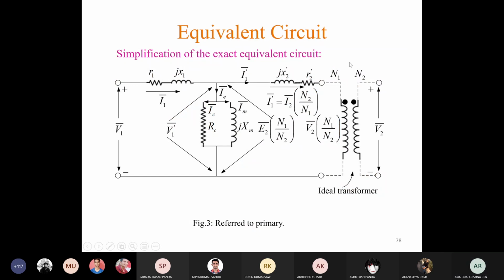Now see this equivalent circuit which is referred to primary. Up to this part it is the same as the previous exact equivalent circuit. Now what are the changes or modifications made here?